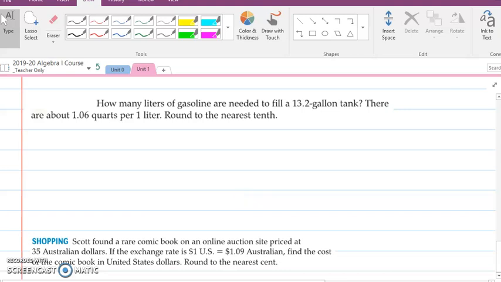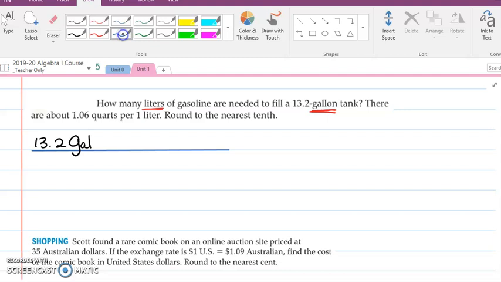How many liters of gasoline are needed to fill a 13.2 gallon tank? How many liters of gasoline? In other words, I'm trying to get to liters, but I'm given gallons. Let's start with 13.2 gallons and begin converting.